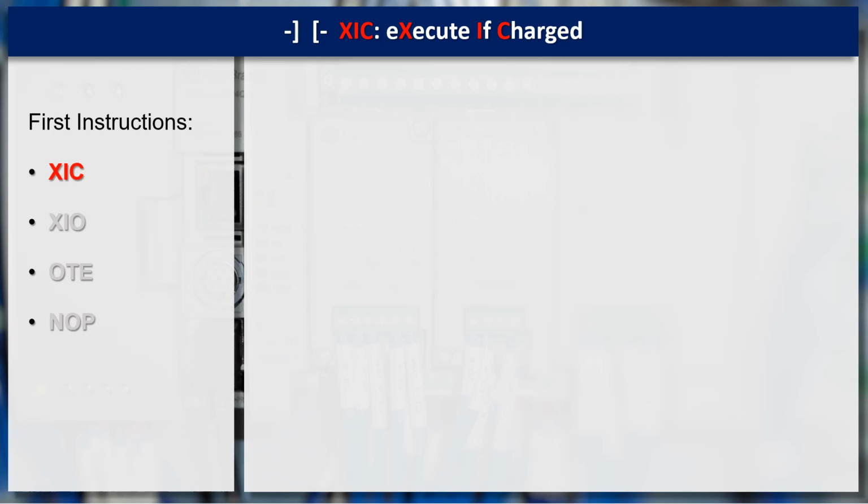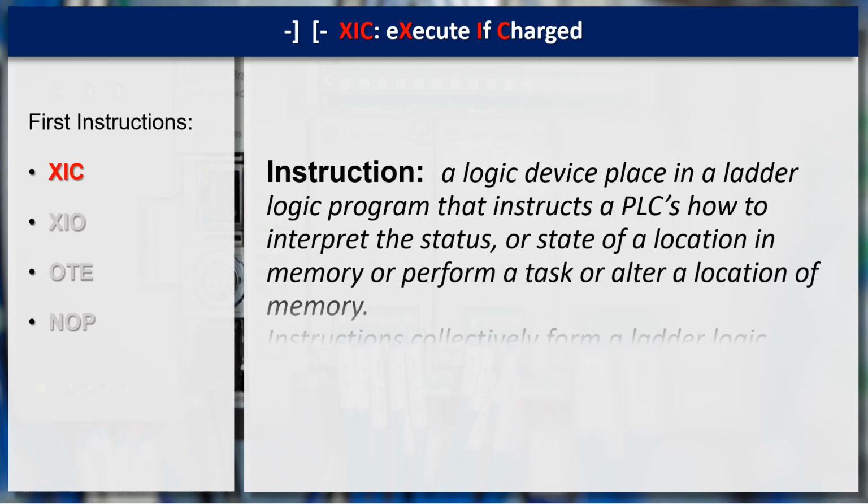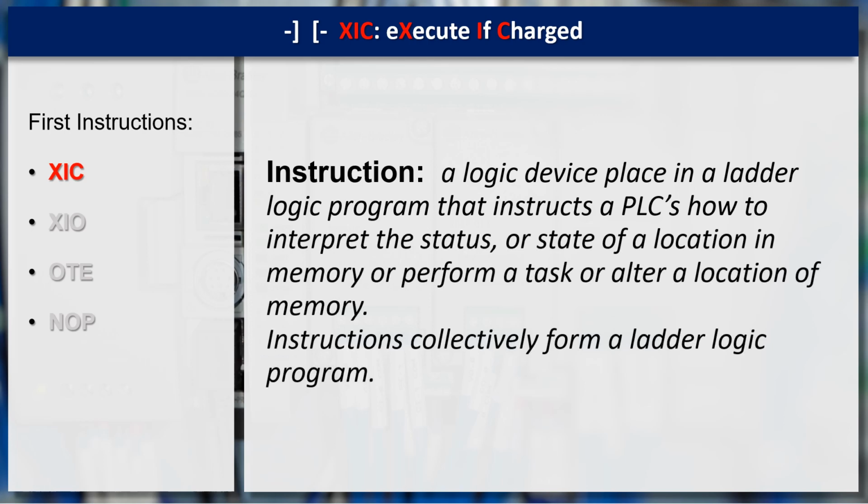Let's review the instructions we used in our first initial program. To clarify, let's define what we mean by instruction. An instruction is a logic device placed in a ladder logic program that instructs the PLC how to interpret the status or state of a location in memory, or perform a task or alter a location in memory. Instructions collectively form a ladder logic program.